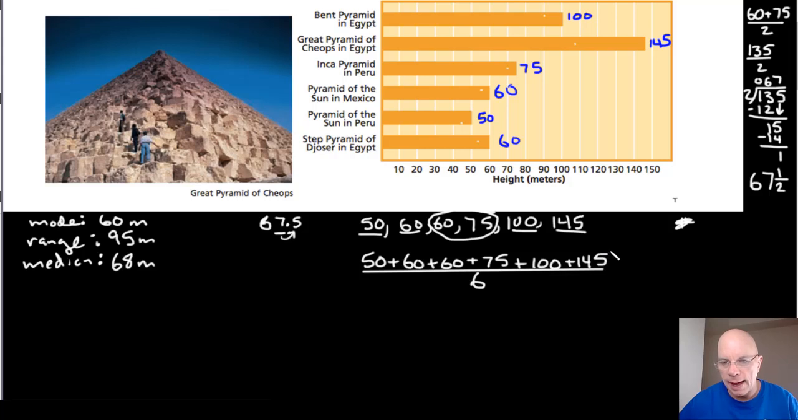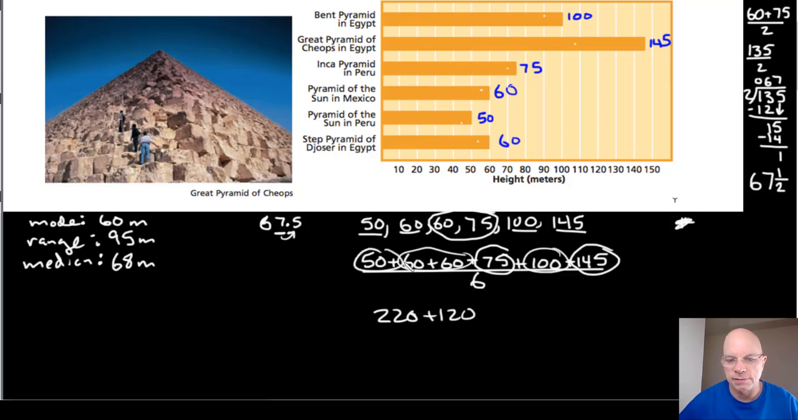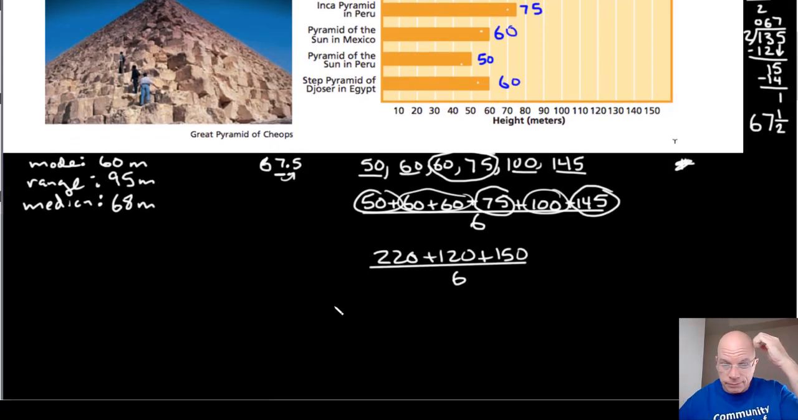And I'm going to add these in a way in which I associate to my advantage. I'm going to add 75 and 145 because the 5s go together and make 10. 10 and 70 is 80, and 80 and 140 is 220. So I have 220 plus 60 and 60 is 120, plus this 100 and this 50 will make another 150. I'm going to divide all that by 6 once I know the sum. 220 and 120 is 340, plus 150 is 490. So we have 490 divided by 6.